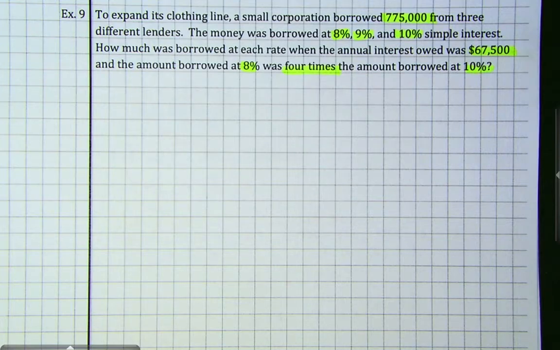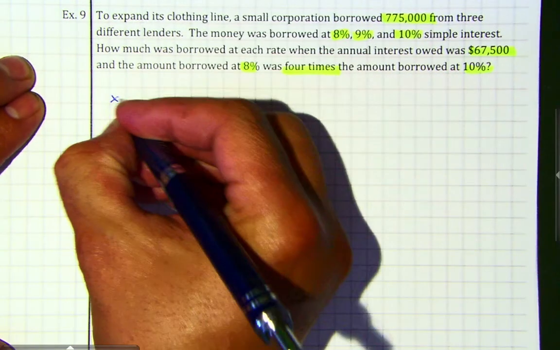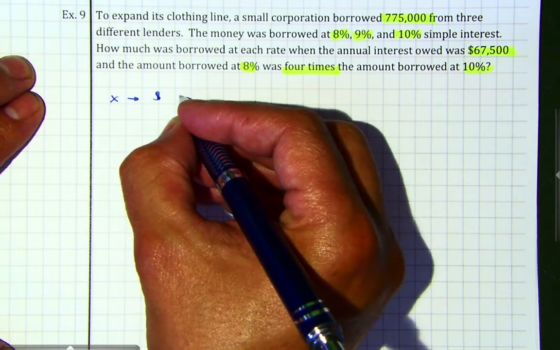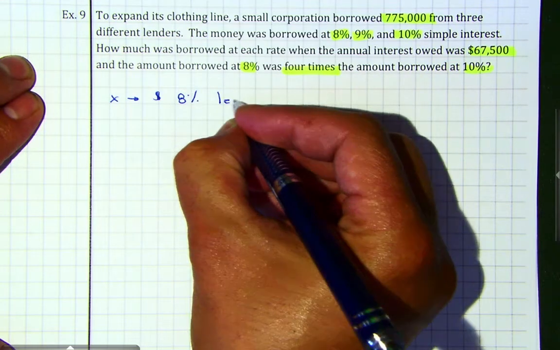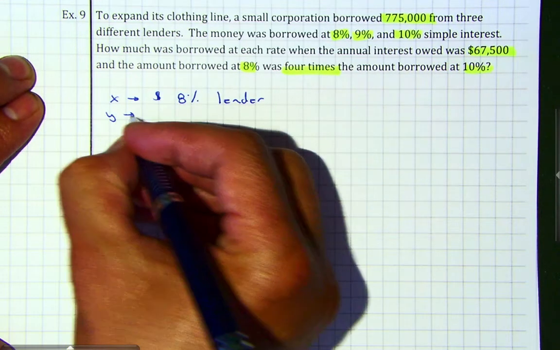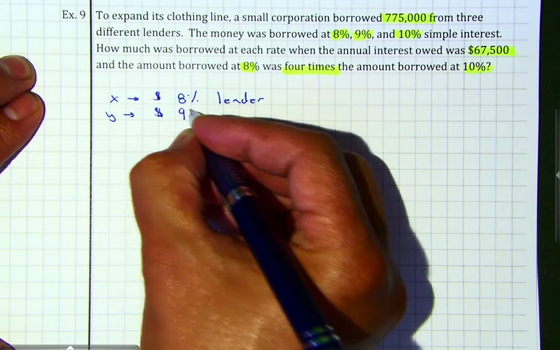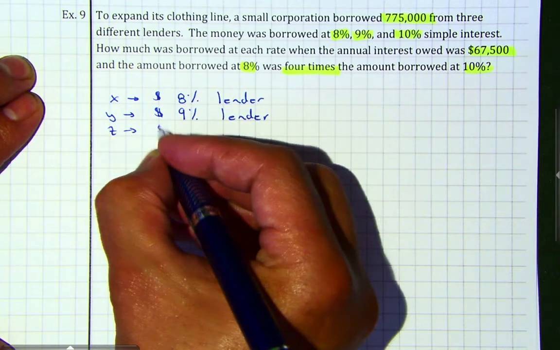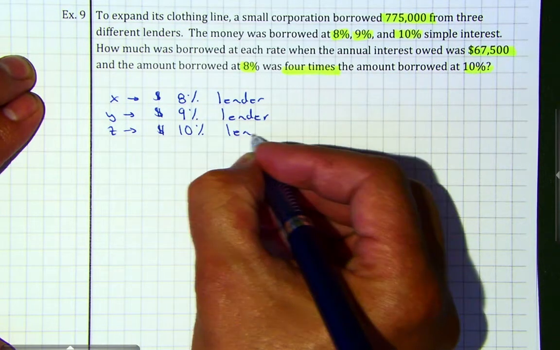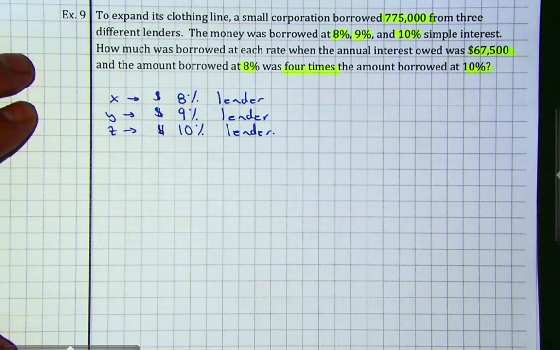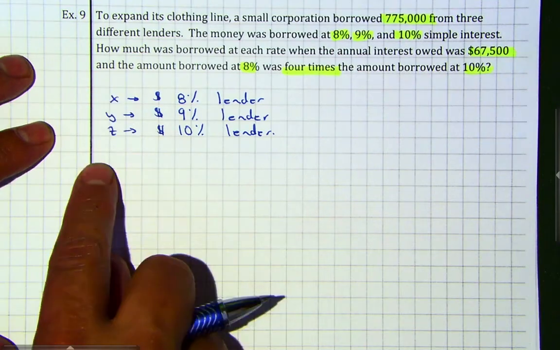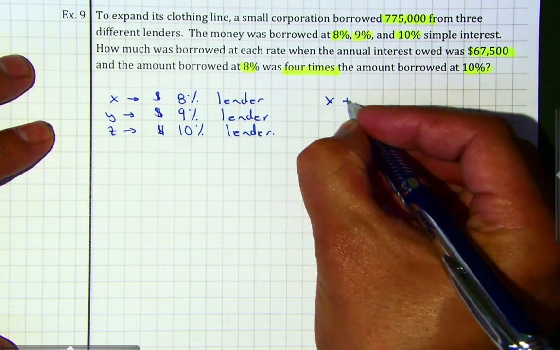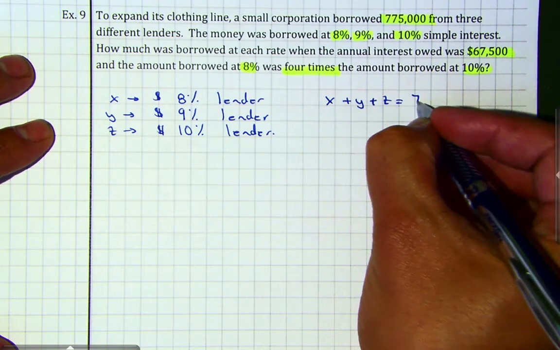So let's go and set up our 3 variables. X will be the money borrowed from the 8% lender. Y will be the money from the 9% lender, and Z will be the money from the 10% lender. So that'll be the amount of money for each one. We know that in total they borrowed, so therefore we have X plus Y plus Z should be 775.